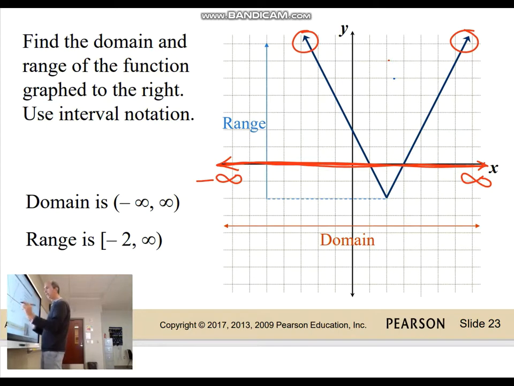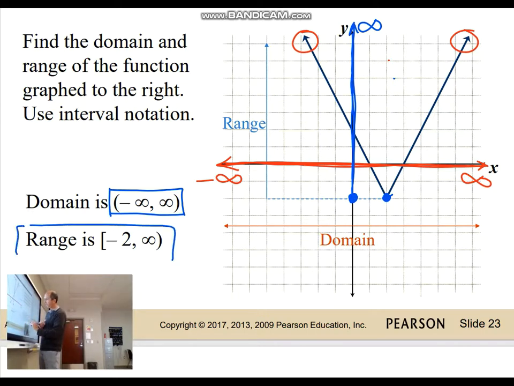The range, there's a lower endpoint here, right? We don't have any graph below this point. And we have the range also going all the way up to infinity because of the arrows. So we can write down the domain as -infinity to infinity, and the range is starting here on -2, inclusive, going all the way up to infinity.